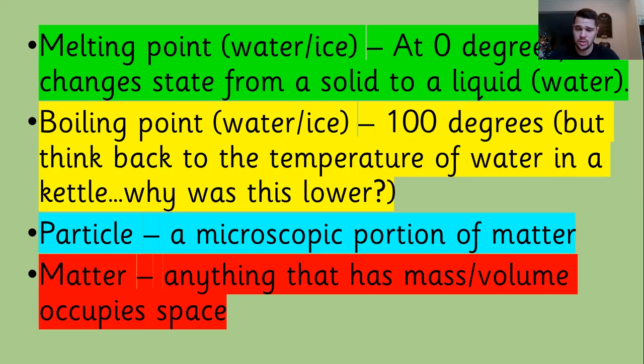Finally, then, particle is a microscopic portion of matter. So it's something that we can only see under a microscope and not through the human eye. So what is matter? Matter is pretty much anything that has mass or volume or occupies space. So we know that matter can form in many different states: solids, liquids, and gases.